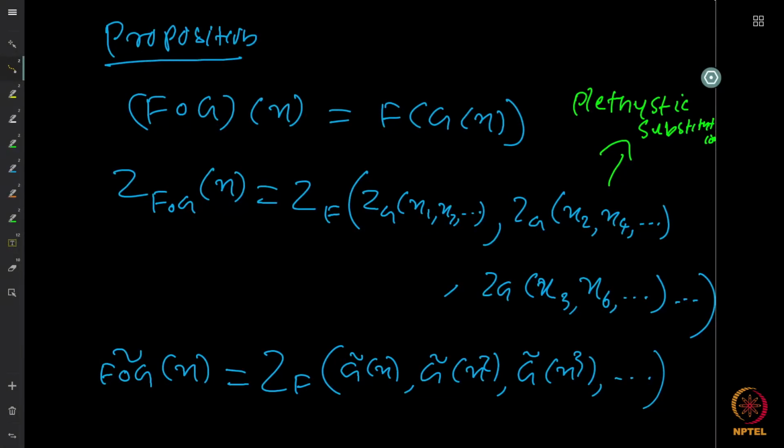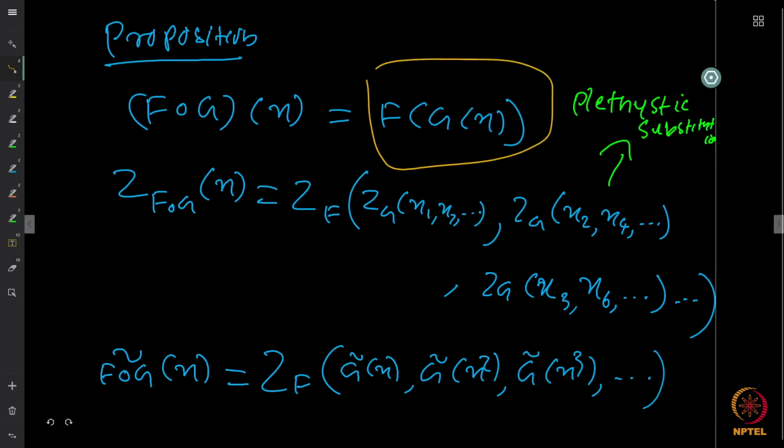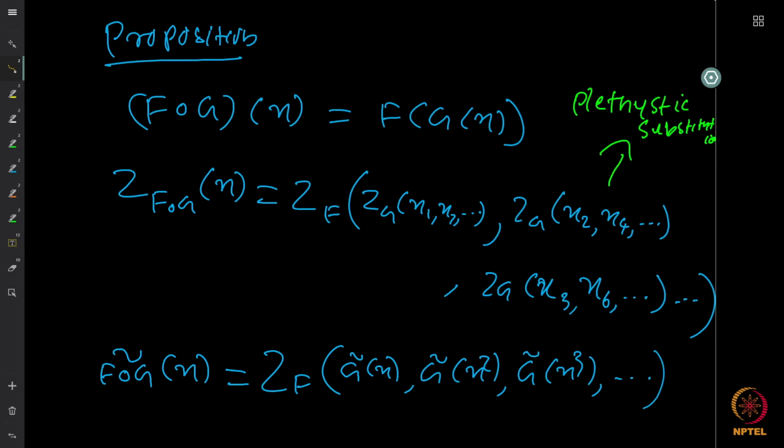Now, here is a proposition which I am not going to prove. This can be done in a more advanced course. If you take the substitution of f and g, then the exponential generating function of f composition g of x is the composition f of g of x. So we are substituting g of x for x in f of x.